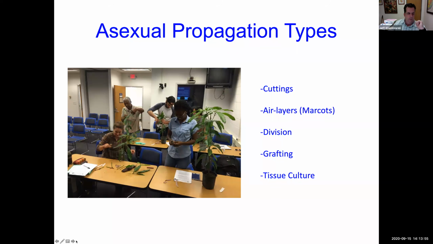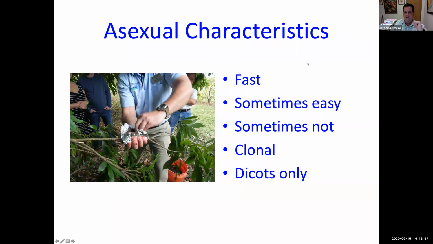So, asexual characteristics. It can be very fast. You're taking a mature tree and you're propagating it right away, so it's already mature when you propagate it. It doesn't have to go through all the stages of sexual maturity like you do with a seed. So you get a plant rather quickly.